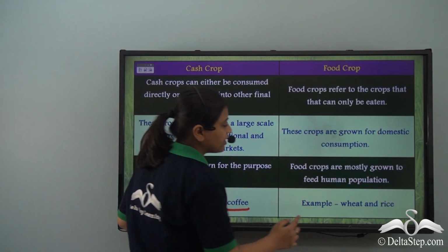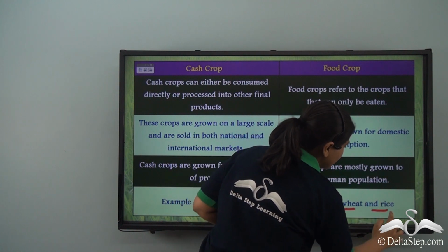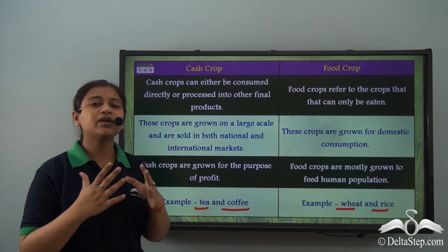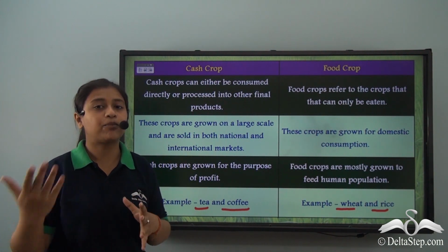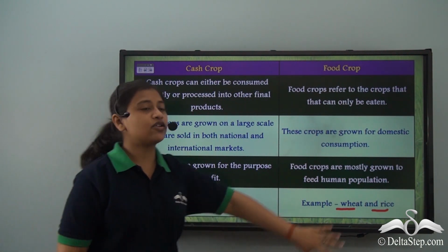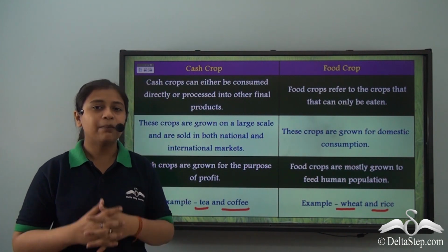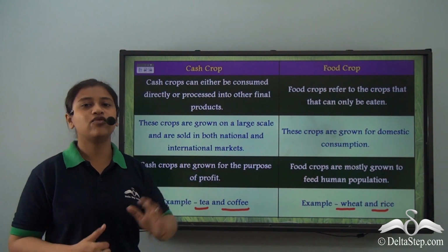On the other hand, we have wheat and rice as examples of food crops, because they are not for the purpose of sale or to make profit, rather they are only for domestic consumption. So these were some important differences between cash crops and food crops.